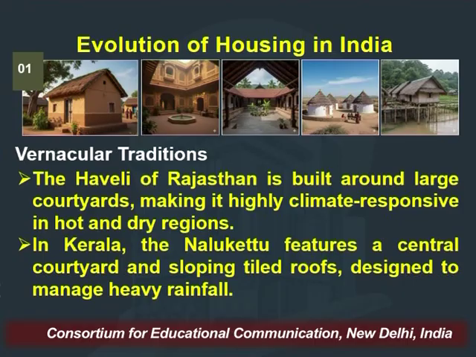From vernacular traditions, we can see examples like the Havelis of Rajasthan, which are built around large courtyards, making them climate responsive in the hot and dry regions of the west. In Kerala, the Nalukettu features a central courtyard and sloping tiled roofs designed to manage the heavy rainfall.